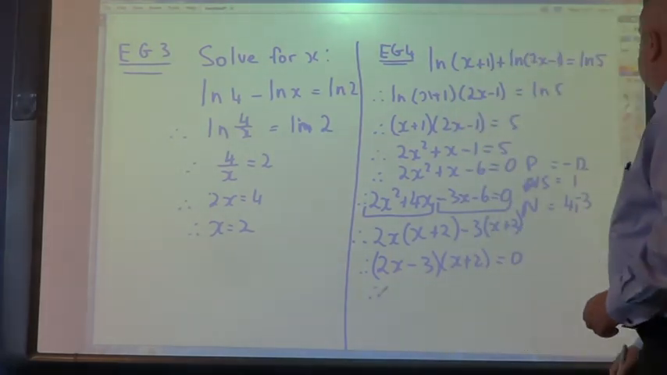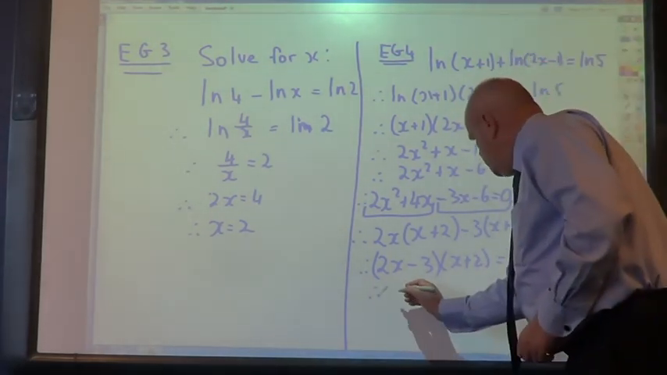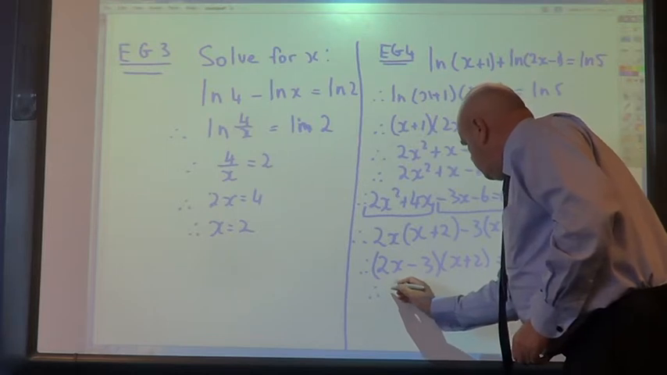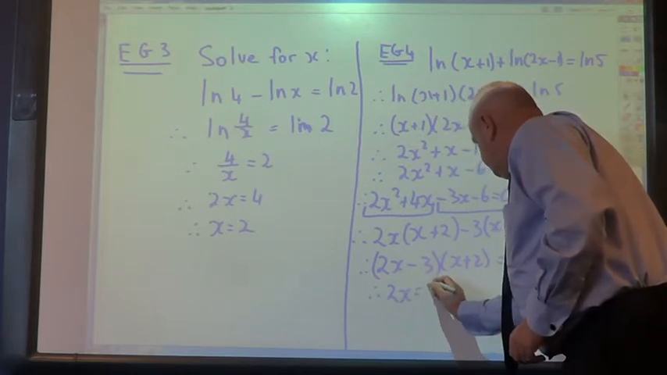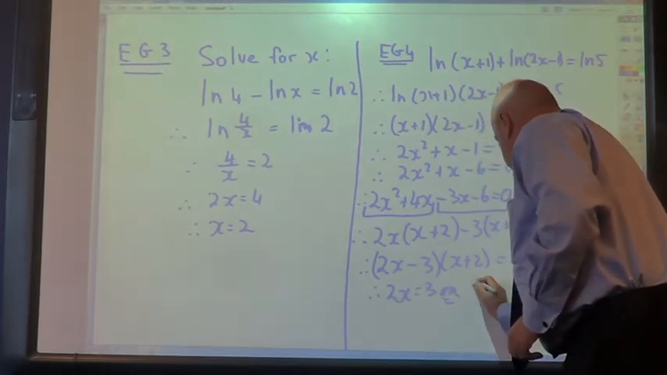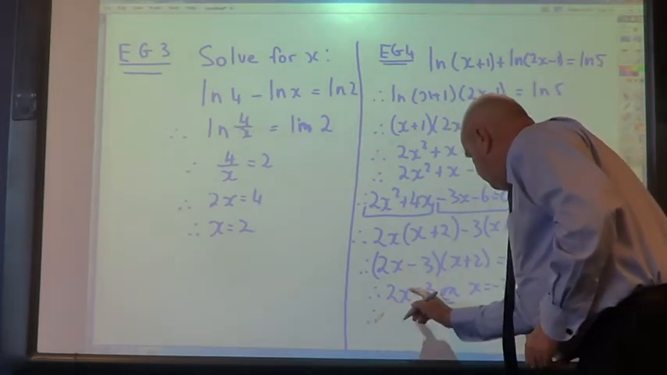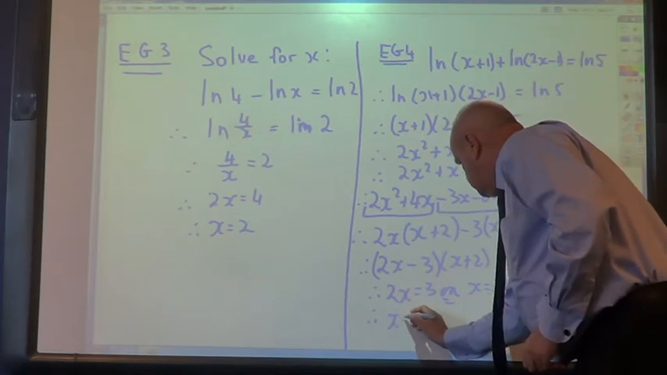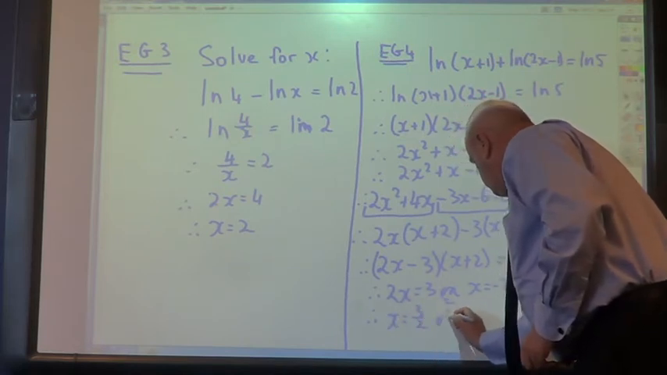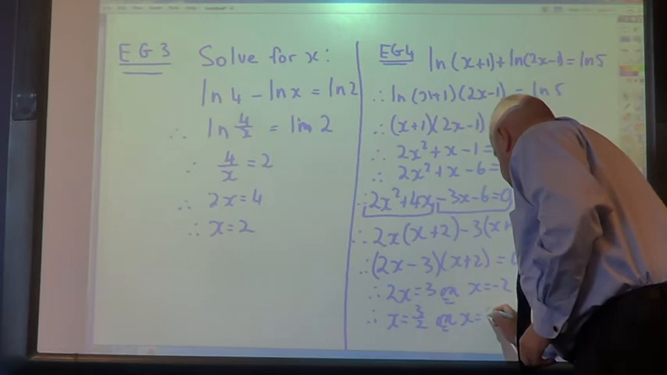Therefore the rest is fairly straightforward. I'm just solving for x. So 2x equals 3 or x equals negative 2. We'll come back and look at that in a minute. So x equals 3 on 2 or x equals negative 2.